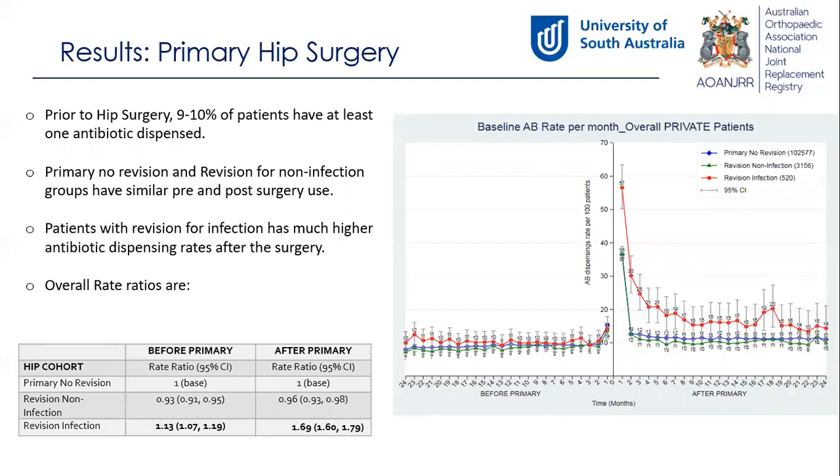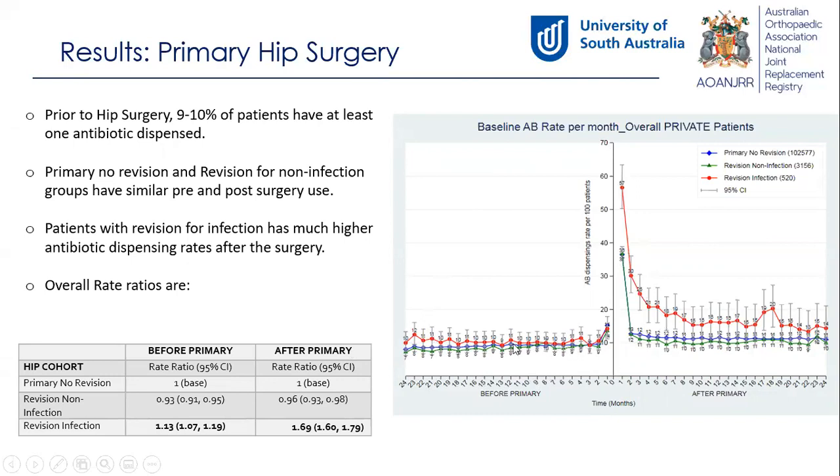And here are the results. You can see that we have the antibiotic dispensing rates, and here is before they have the primary procedure, and here after they have the primary procedure. Basically this line represents when these patients had their hip procedure.